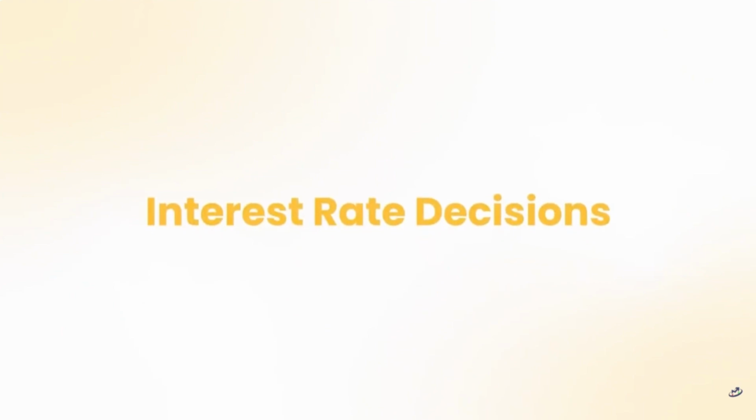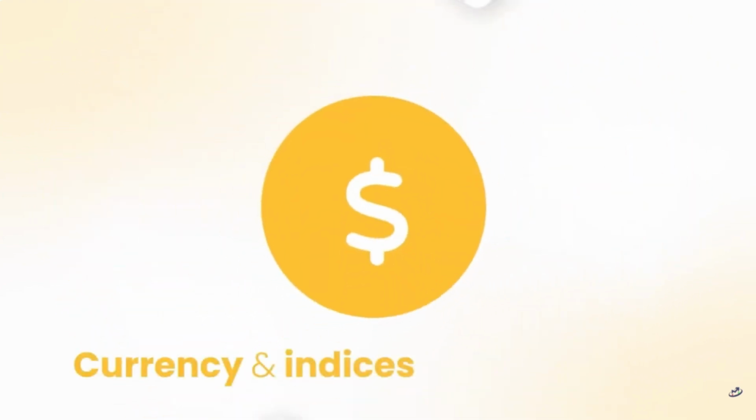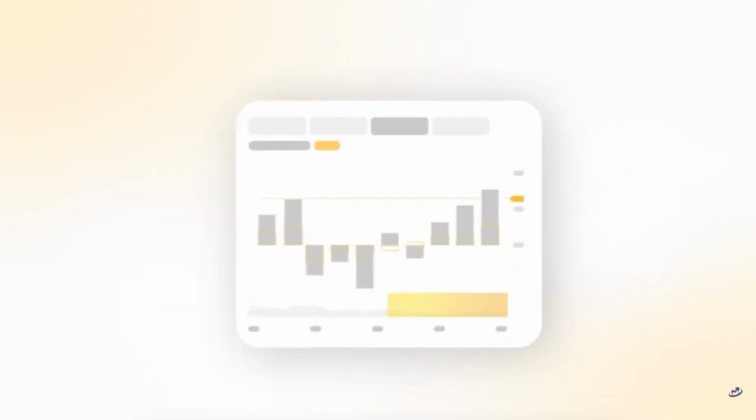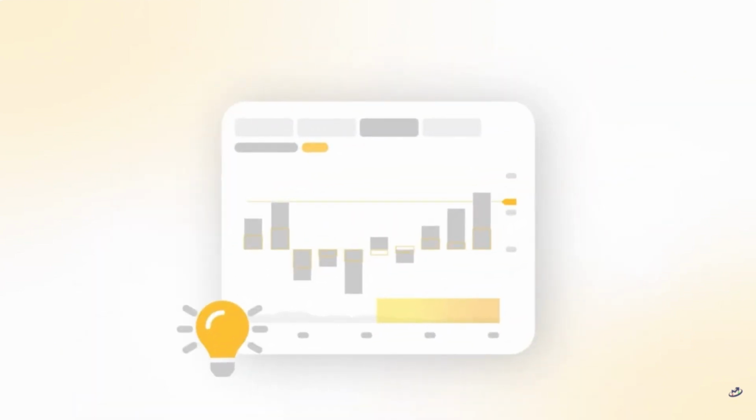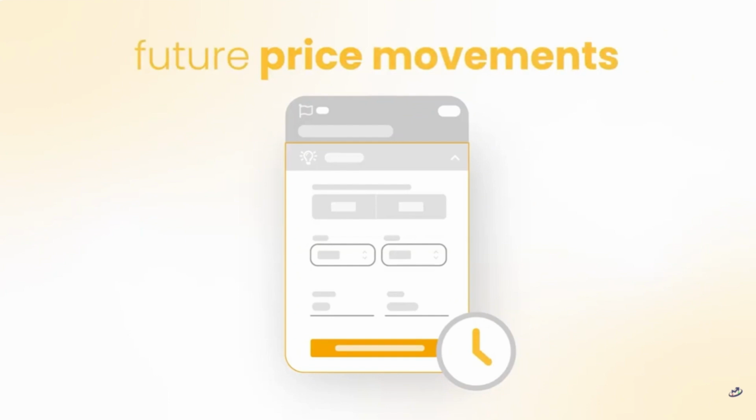Economic events such as a country's interest rate decisions and their unemployment rate are important factors that impact currency and indice price changes. These economic events are announced by countries throughout the year and are easy to track using Trading Central's economic analysis tools. More than just a standard calendar, we shed light on the impact of macroeconomic indicators and how these insights can be used to better predict future price movements.